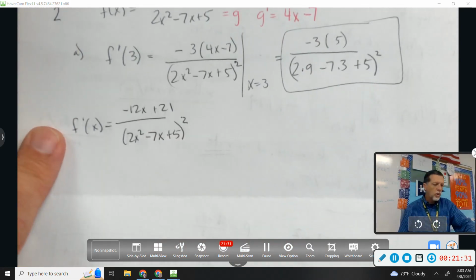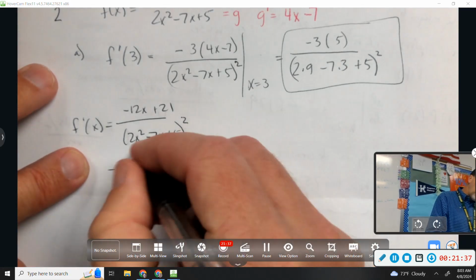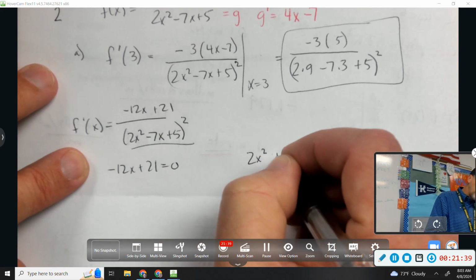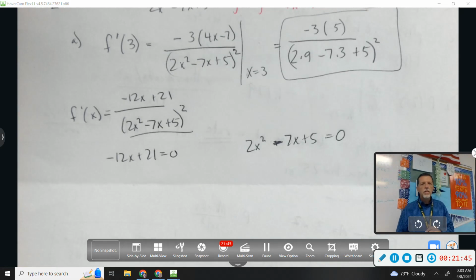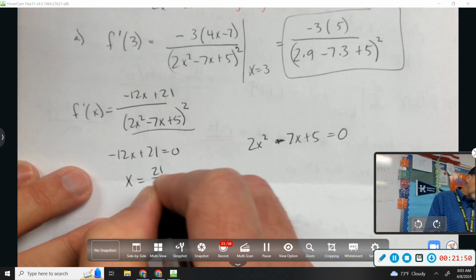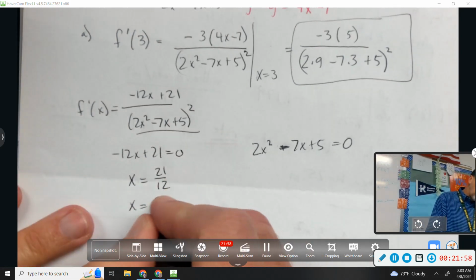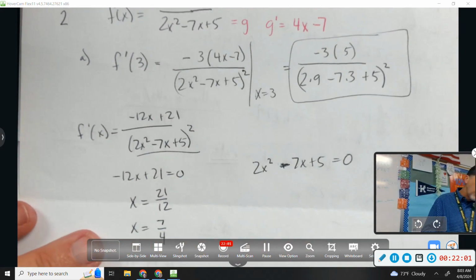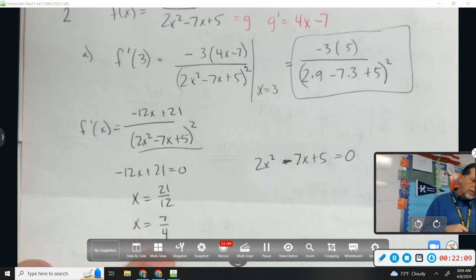So critical points would be where the top is 0 and where the bottom is 0. Because if the bottom is 0, that would make things undefined. So 21 over 12. That's a fine answer, but since I'm having to do more things later, I'm going to simplify it. Divided by 3, that's 7/4. And I only want numbers between 1 and 2.5. But that's a little more than 1, so that one qualifies.